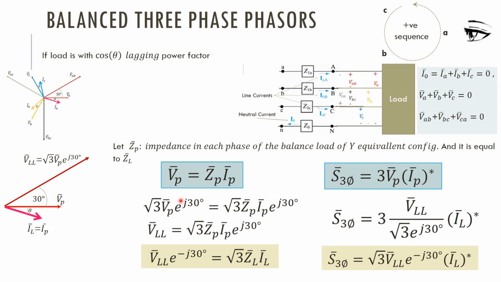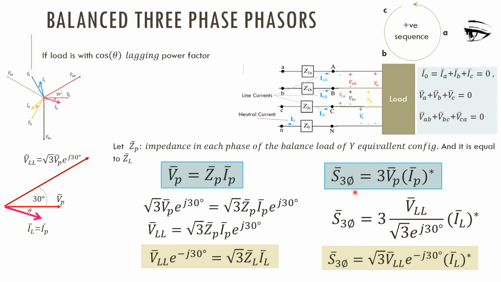Then if you multiply both sides by root 3 e to the power J30, you will have this equation, and you can substitute VLL for this part. So you will get VLL is equal to root 3 ZP, that complex number, times the IP phasor e to the power J30. Right, so you can rearrange the equation in this way.